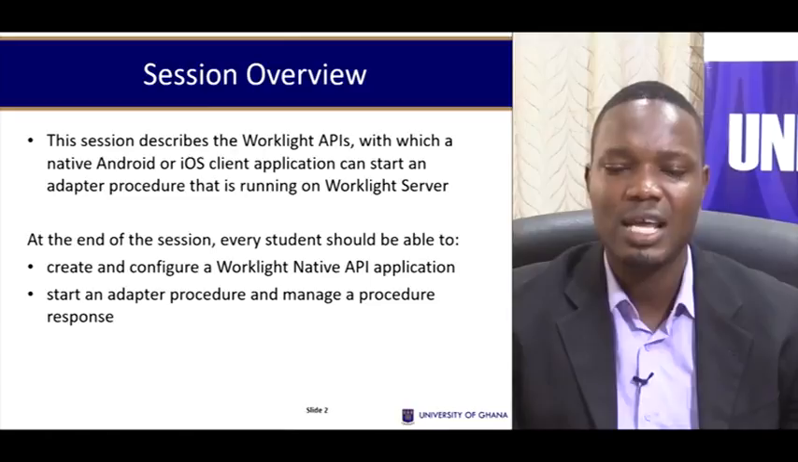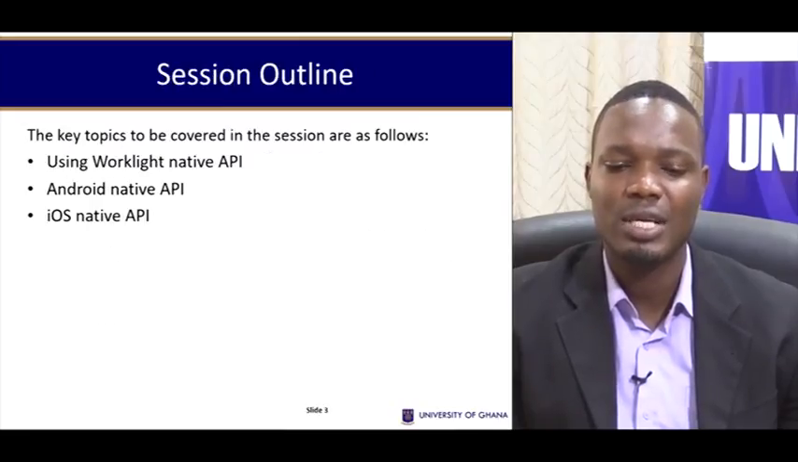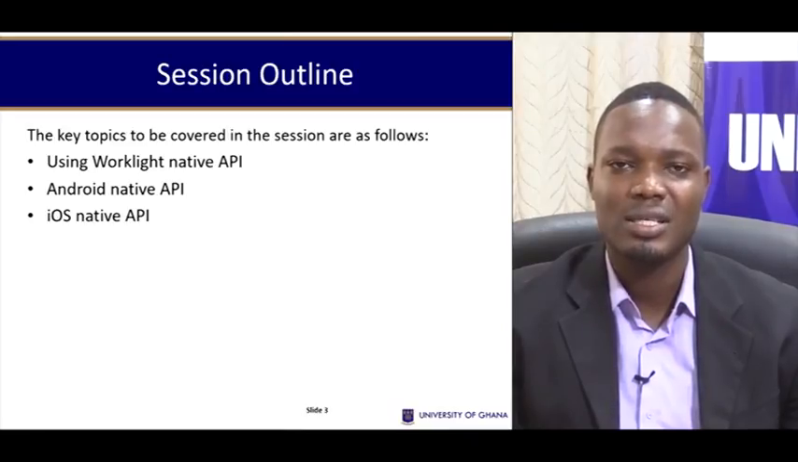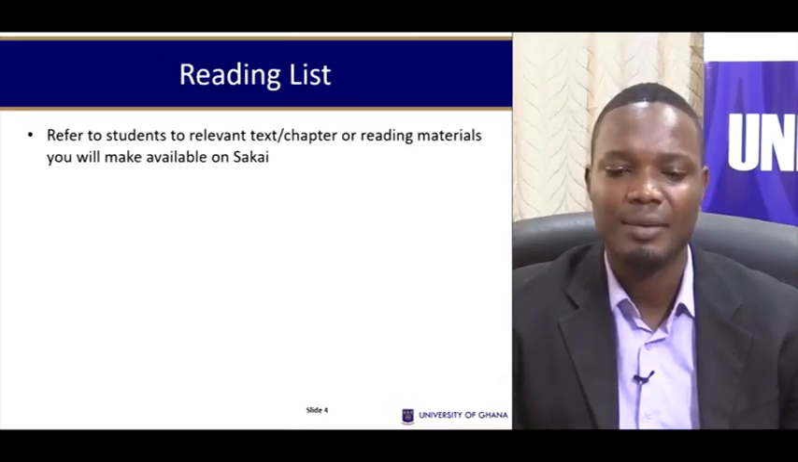At the end of this session, every student should be able to create and configure a Worklight Native API application, start an adapter procedure, and manage a procedure response. The key topics for today are why you would want to use a Worklight API, then the Android Native API and the iOS Native API. As always, the materials, lab sessions and supporting documents have been uploaded onto the Sakai platform.